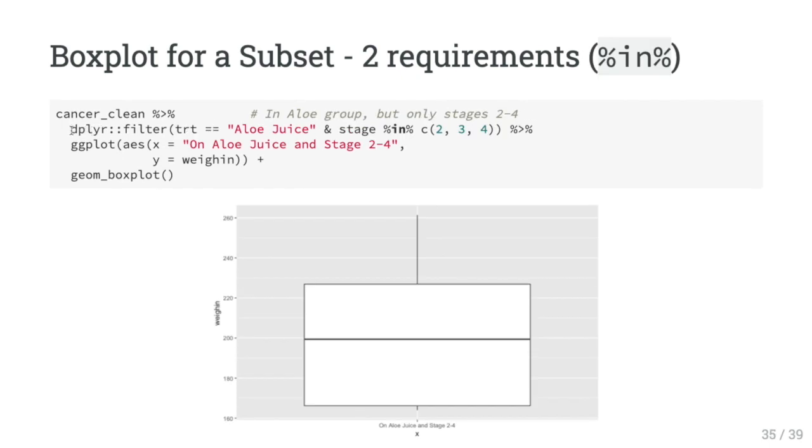To show another one where we can use in, we can say we want those in the aloe juice group, and the stage needs to be in 2, 3, or 4. So we want just the second, third, and fourth times they came in. So that's what that line is doing. And then again, this is just creating that box plot.